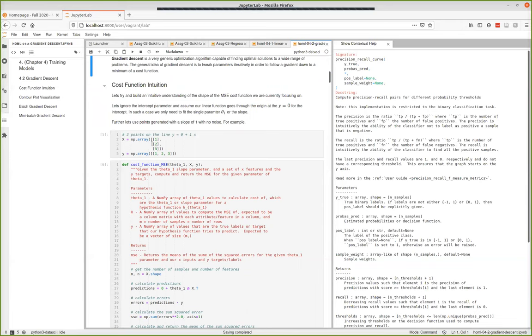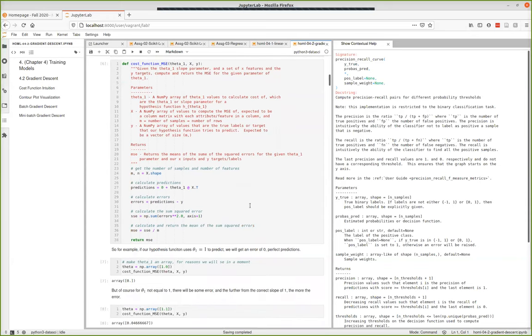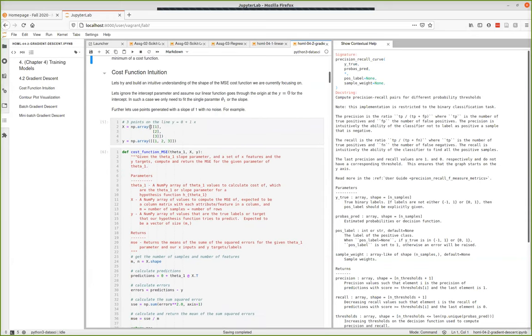In this case, if these are the data points that we're trying to fit, there's actually a cost of zero because there is a line with a slope of one and an intercept of zero that goes exactly through these three points, 1, 1, 2, 2, and 3, 3, okay? This is a perfectly good set of data points.